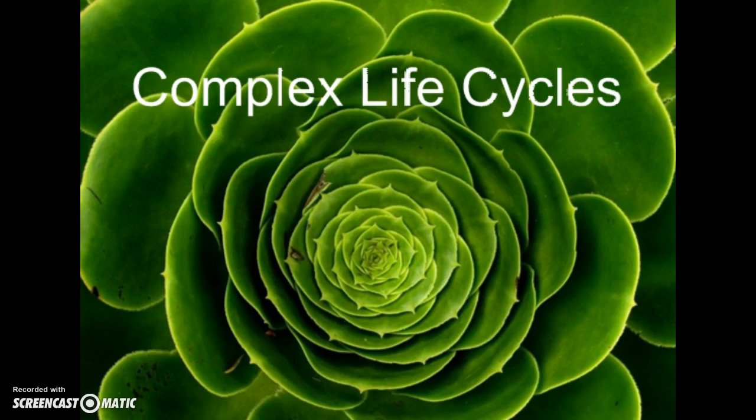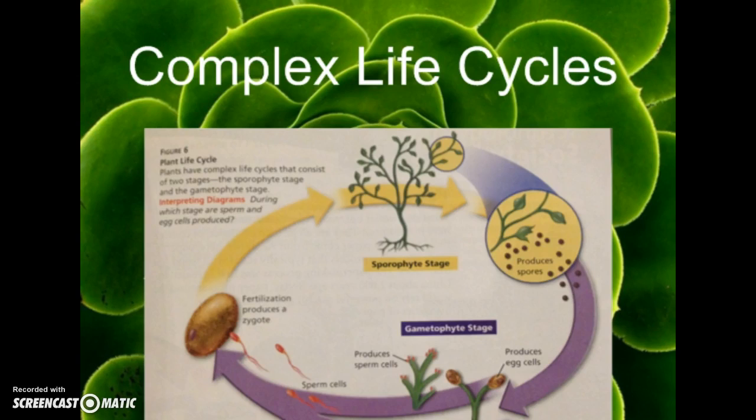Lastly, we will take a brief look at the complex life cycle of plants. In this complex life cycle, plants go through two different stages, the sporophyte stage and the gametophyte stage. In the sporophyte stage, the plant produces spores, they grow into new organisms, and then it develops into its gametophyte stage where the plant produces sex cells. From there, the sex cells join together to form a zygote, which grows into a sporophyte, and the process starts all over again.